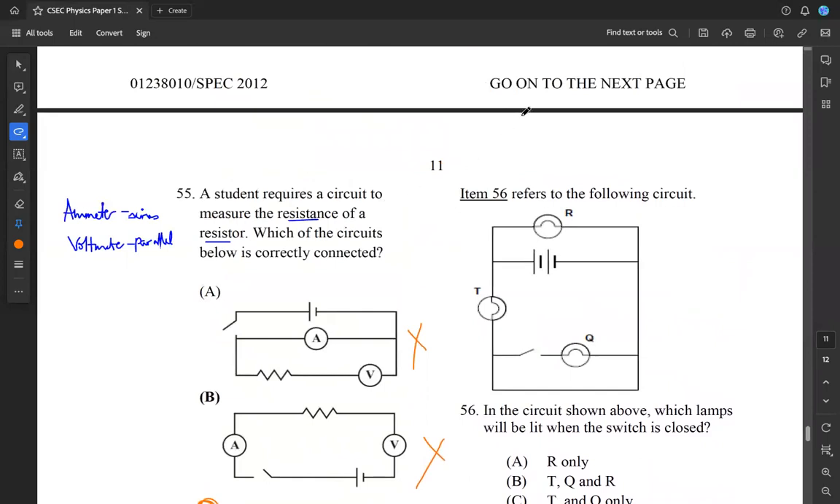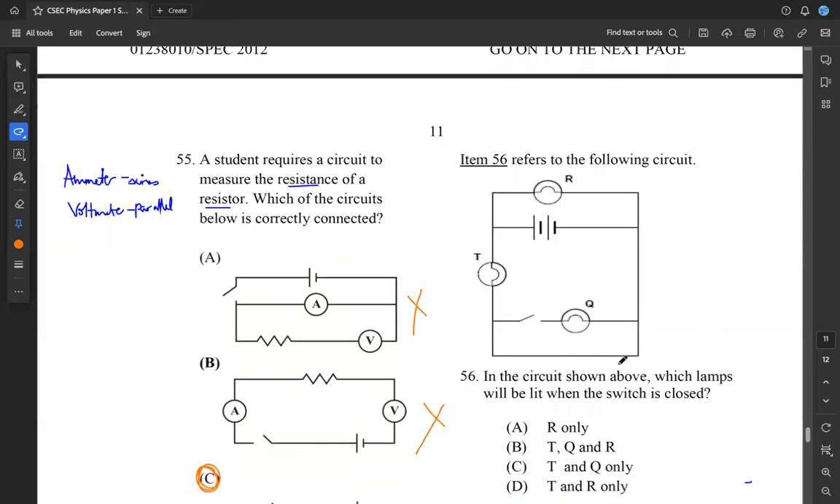Now item 56 refers to the following circuit. Here we have a lamp, our power supply, a cell, then another lamp, then an open switch and a lamp here. So this is lamp R, lamp T, and lamp Q. They're saying, in the circuit shown above, which lamps will be lit when the switch is closed?